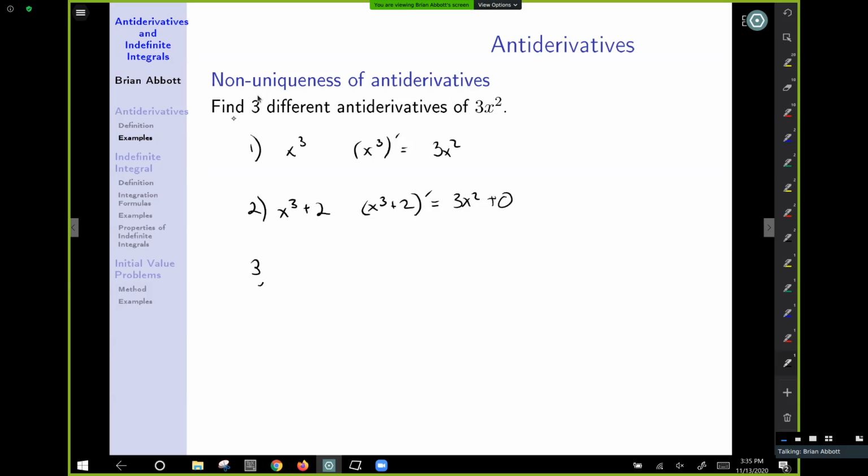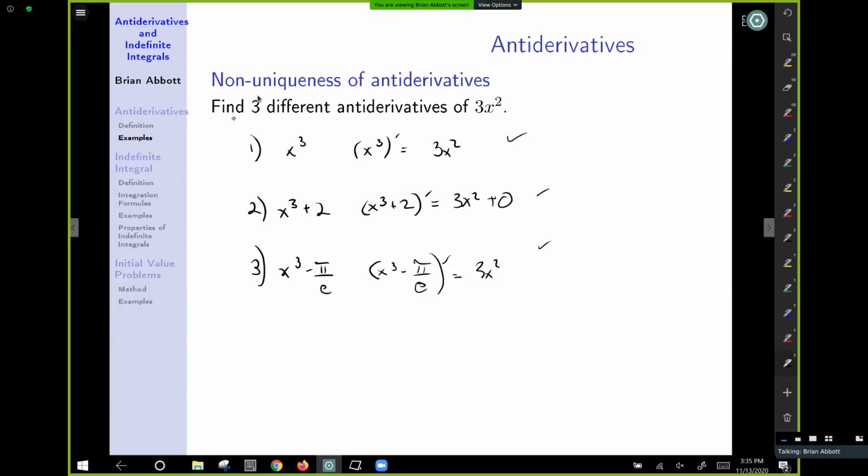Hopefully during that explanation, you're thinking, well, you could do this with any constant. Sure enough, we can. X to the third minus pi divided by e. You could get crazy. It doesn't matter. Pi over e is just a number. Take the derivative of that expression, x to the third minus pi over e, and it gives us 3x squared plus 0. Sure enough, they all check.